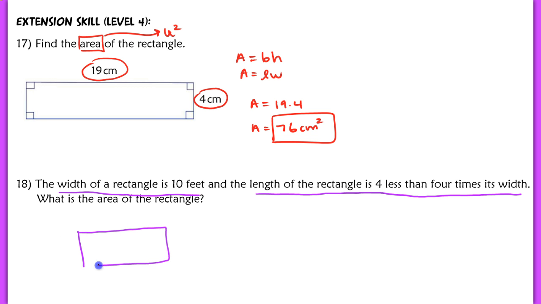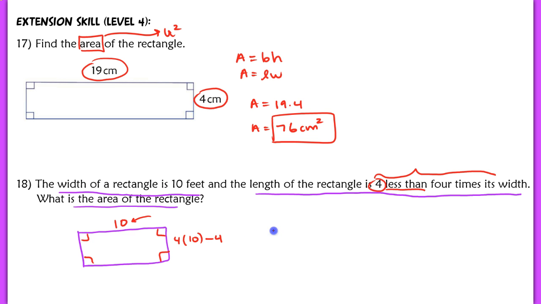This question is different because it's asking for the area, but we're going to practice one more time how to rewrite an expression such as this one here, 4 less than 4 times its width. So I'm going to start first by showing that one of the sides of this rectangle is 10. Now the other side, it says, is 4 less than 4 times its width. So I need to take this width here, I need to multiply that by 4, and then I need to subtract 4. We're going 4 less than that number.